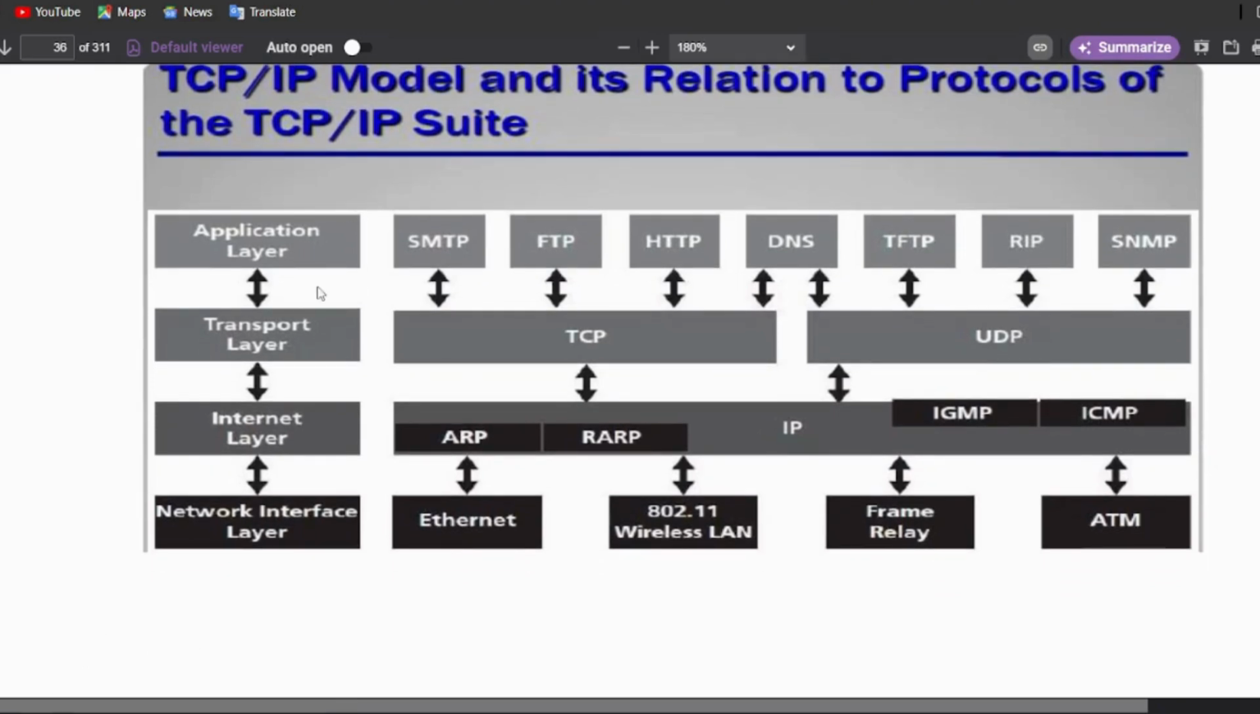Here we have the application layer, which has SMTP, FTP, HTTP, DNS, TFTP, RIP, and so on. These are some of the protocols followed by the application layer while transferring the data. At the transport layer we have TCP and UDP. You know what TCP is and what UDP is.